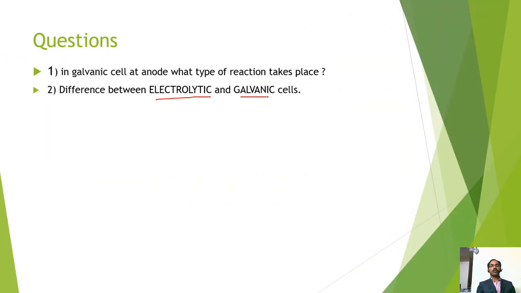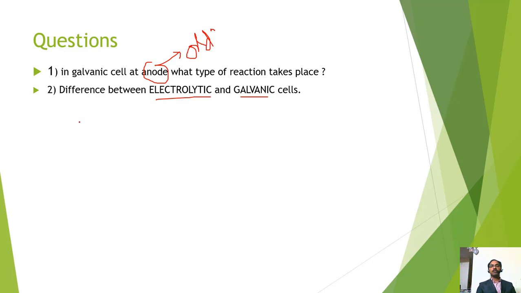Questions? In a galvanic cell, at the anode, what type of reaction takes place? In any cell, the anode means an oxidation reaction takes place. There is no exception in this. Anode means oxidation reaction.